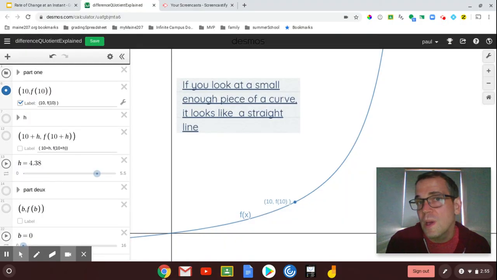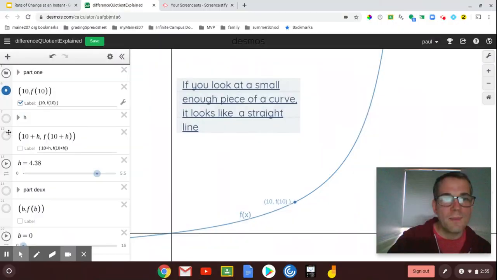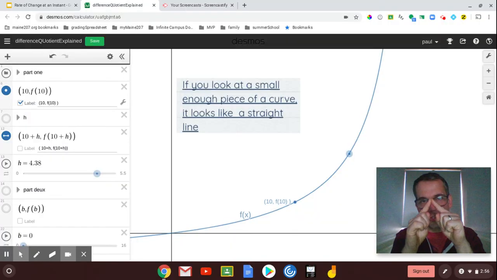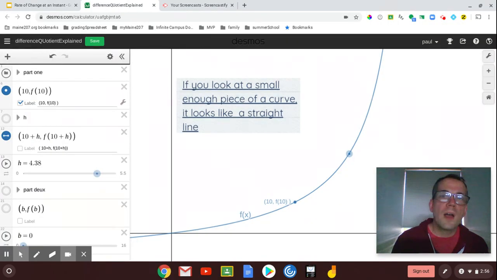Now, of course, to find slope, I need 2 points. So I need a second point that's not on that point. And really what I need is that second point to be super duper close to this point, because I need a small piece of curve if it's going to look like a straight line. So how am I going to notate this new point? Well, the idea is I was at this point 10, and this point is even further down the x-axis. I'm going to say that it's h away. So from this x value to whatever this guy's x value is, I'm going to call that h.